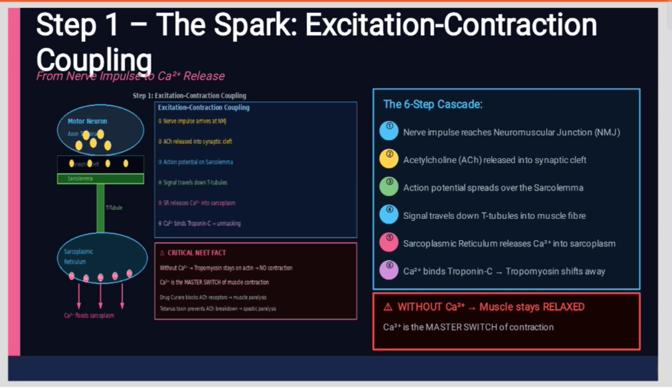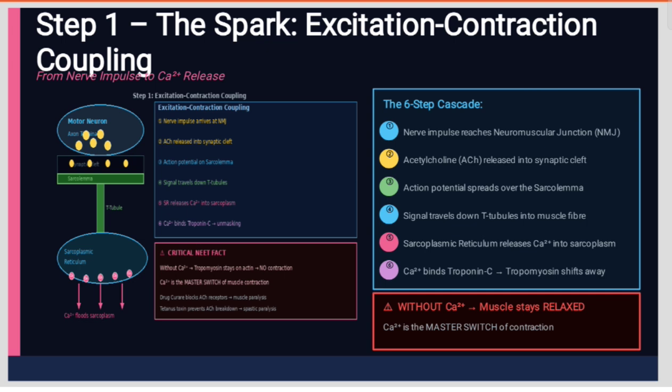Now the second step is the release of acetylcholine. The action potential triggers vesicles in the axon terminal to fuse with the membrane and release acetylcholine into the synaptic cleft. Acetylcholine diffuses across the cleft and binds to the nicotinic receptor on the muscle fiber sarcolemma.